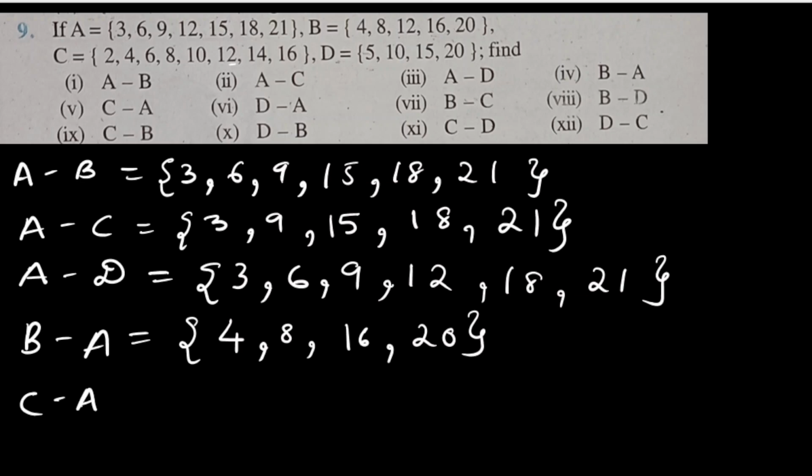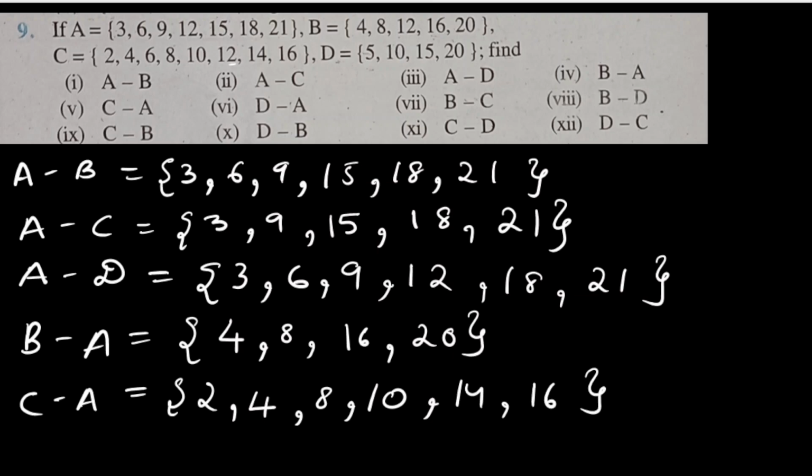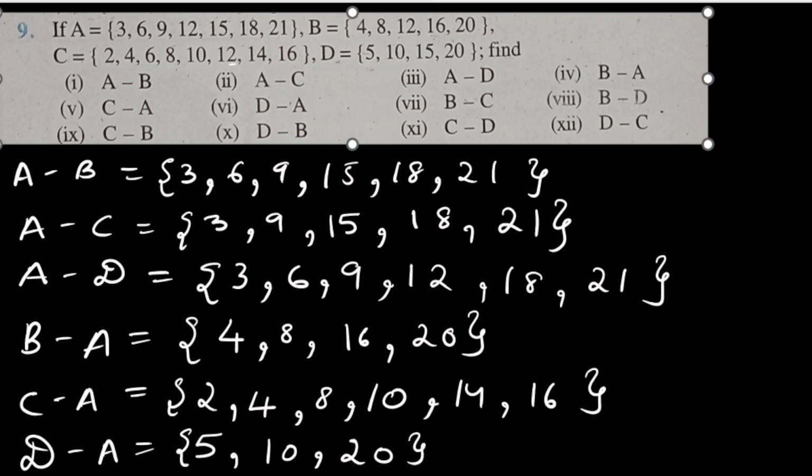Then C minus A. So C's elements I am seeing. 2 we can write, 2 is not there in A. 4 also we can write. 6 is there in A, we cannot write. 8 is not there. Then 10 is not there. 12 is there. 14 is not there, and 16 is not there. So all the elements which are not there in A, those elements I have written. Then D minus A. So 5 is not there in A, 10 is also not there, 15 is there, and 20 is not there, so we can write. We have done D minus A.